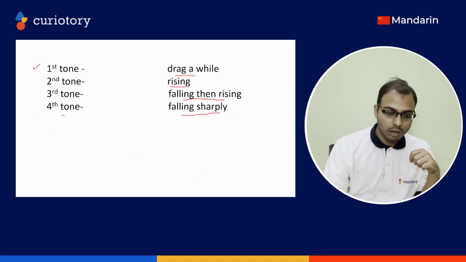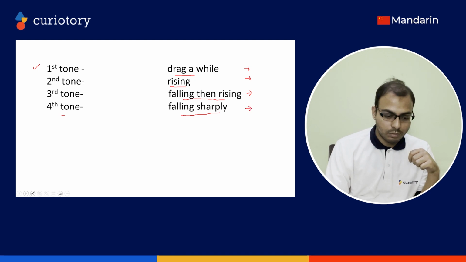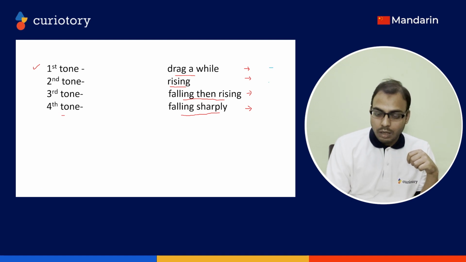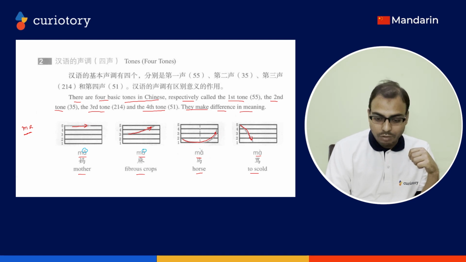Okay, so for the first tone, the tone marks are as follows. In the first tone, the tone mark is this. In the second tone, the tone mark is this. In the third tone and in the fourth tone. Notice here, this is the tone mark for the first tone. This is for the second tone. This is the tone mark for the third tone, and this is the tone mark for the fourth tone.